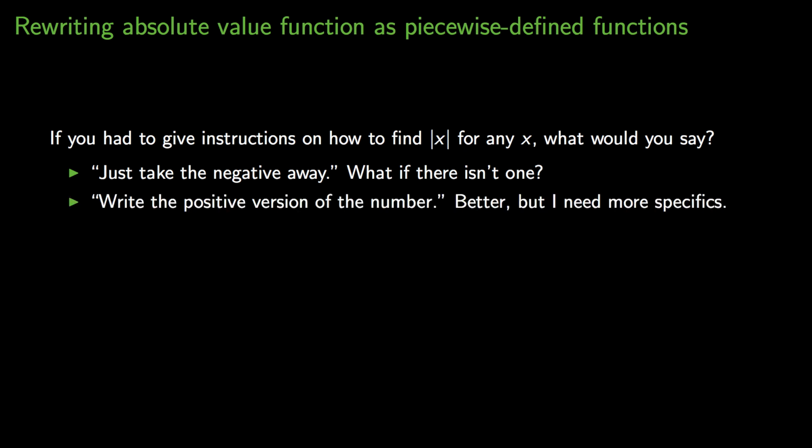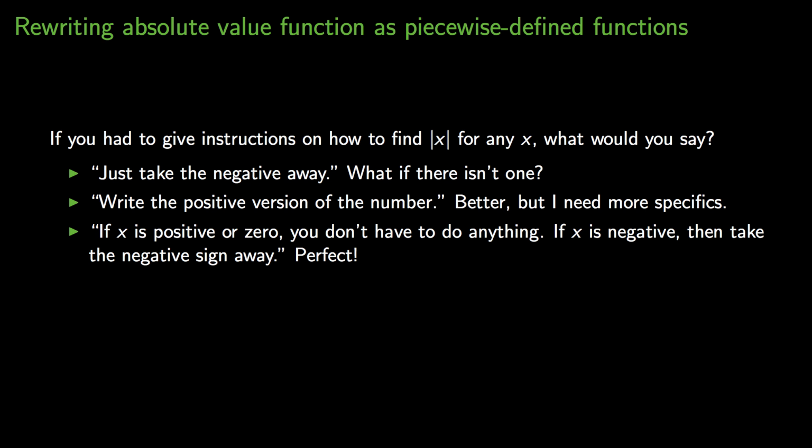And then you might think, well, fine, then just no matter what, write the positive version of that number. And I guess that's better, but I need really, really specific versions of that. I need something that I can write as a formula, actually. And so here is the kind of description that I like. If x is positive or 0, you don't have to do anything. You just write x. But if x is negative, then you need to take the negative sign away. And that is really, really specific.